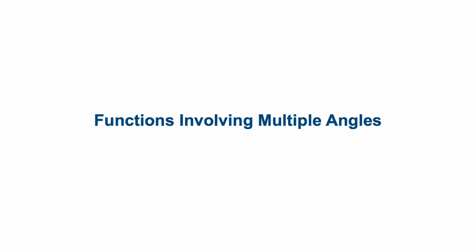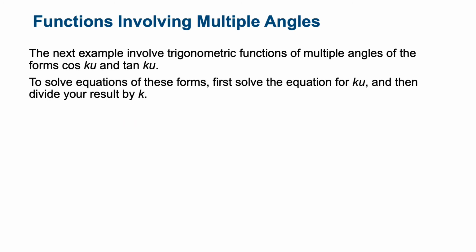All right, so finally, functions involving multiple angles. This next example involves trig functions of multiple angles in the forms cosine of ku and tangent of ku. So to solve equations of this kind of form, first we need to solve the equation for ku and then divide by k. So that's all.